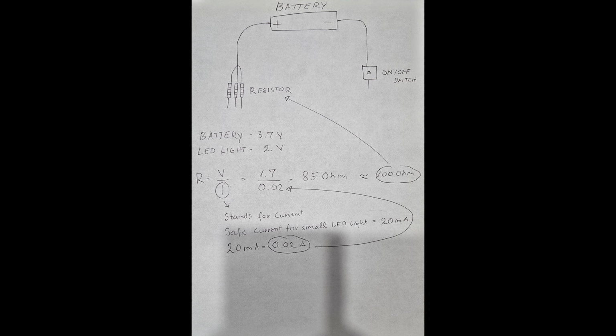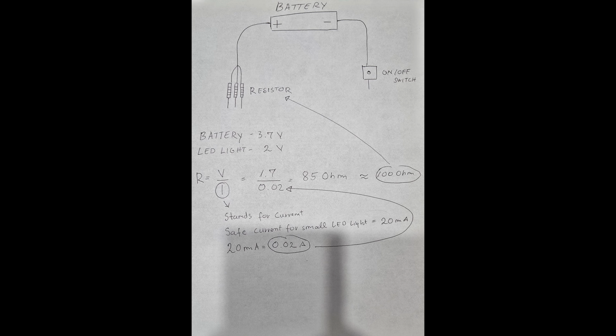Here is a simple schematic and we will fill it in as we go on. So we have a 3.7 volt battery and 2 volt LED lights. So we need a resistor that will eat the remaining 1.7 volts. In order to calculate that, we need a formula. R equals V divided by I, or resistance equals voltage divided by the current, which equals 1.7 divided by 0.02, which comes to 85 ohms.